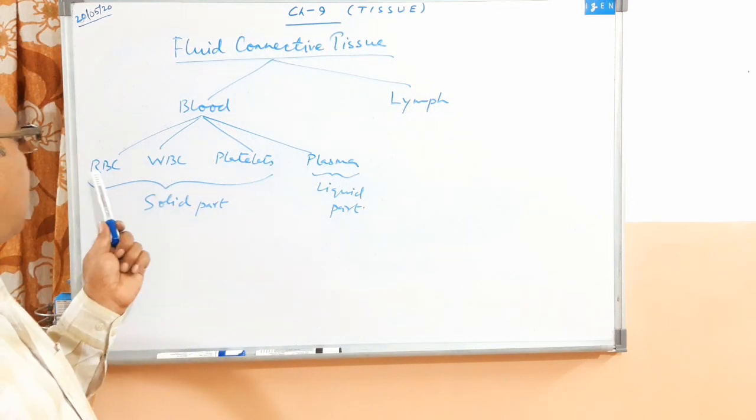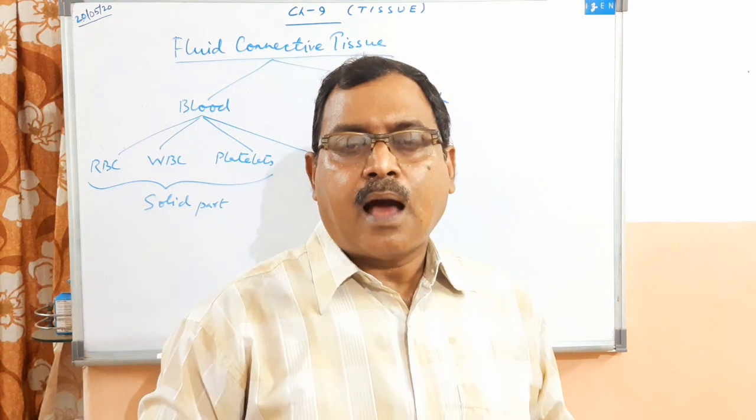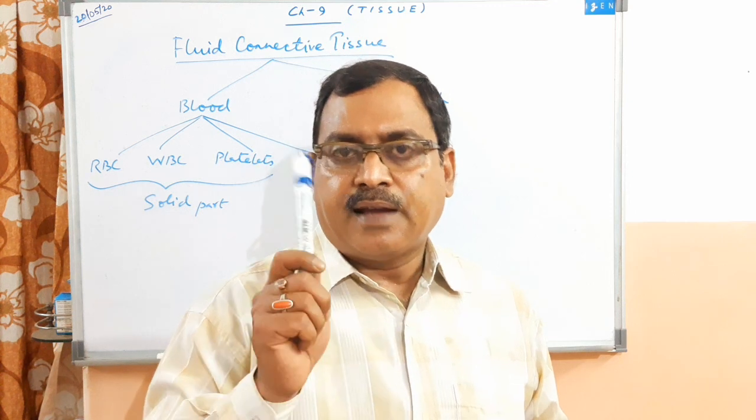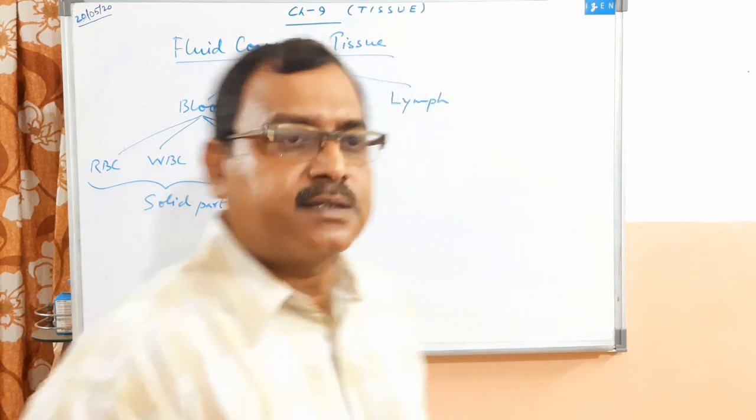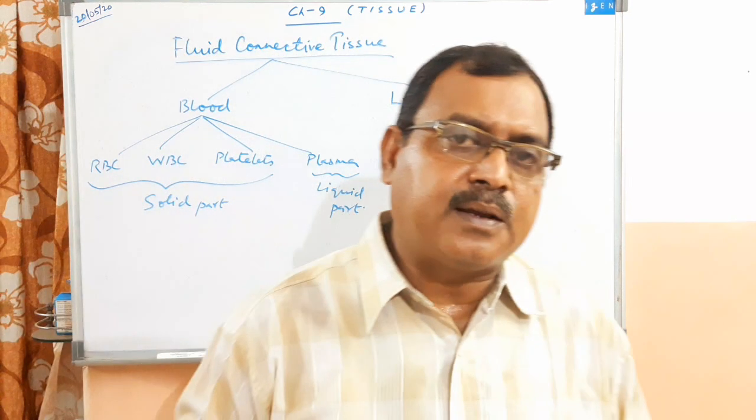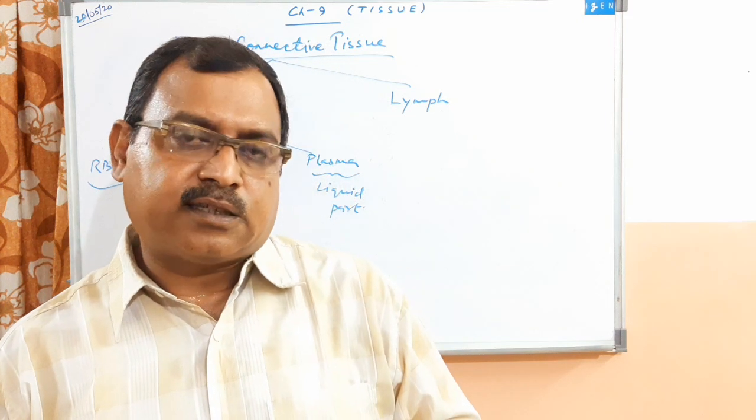Now, in human beings, RBCs do not have a nucleus, remember. In RBC, no nucleus is present. Next is WBC. Now, there are 5 different types of WBC. WBC, white blood cell, they are also called leukocytes.